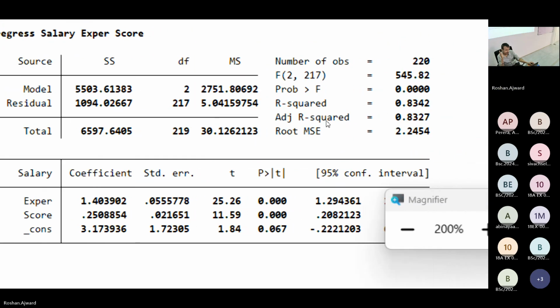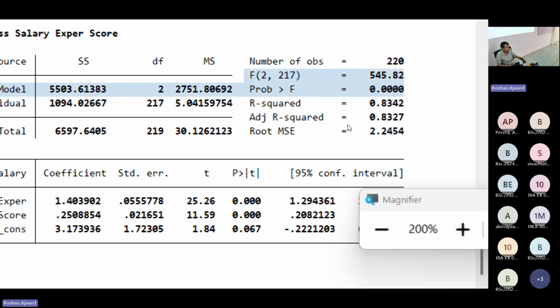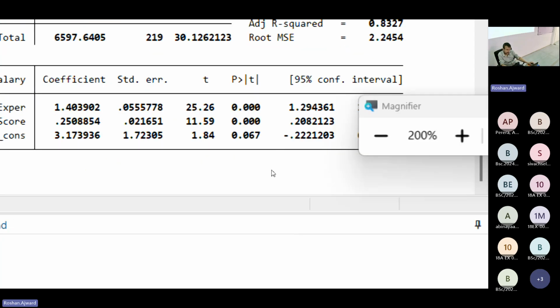Now you get the number of observations as 220. Earlier it was 21. Look at the R square. R square is also almost the same, 83.4%. What's that? The explanatory power of the independent variables. Then what about the model significance? Is the overall model significant? Yes. The probability value is 0.000, which is well below 0.05. The model is significant overall. So we answered those questions.